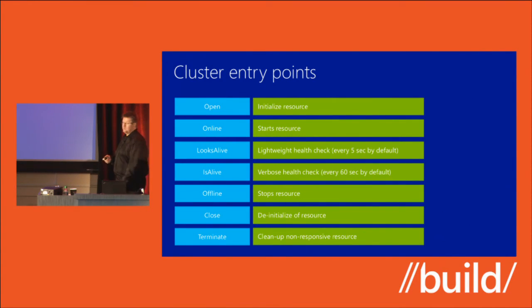So here are the different entry points. Open initializes. Online is starting, offline is stopping. Terminate basically means shoot it. That's a very fast recovery, saying something's gone wrong and we need you to shut down now, within a few milliseconds. And then IsAlive and LooksAlive are the interesting ones, and that's where we're doing these health checks.